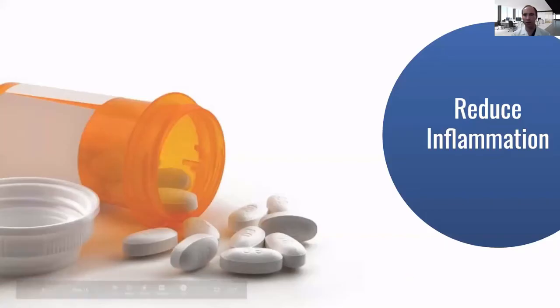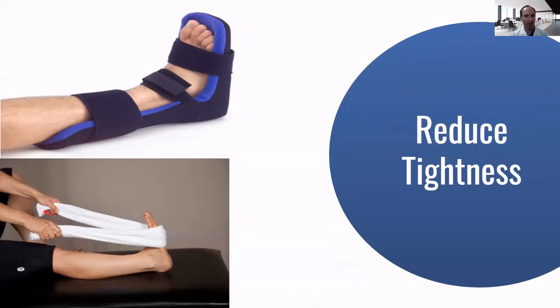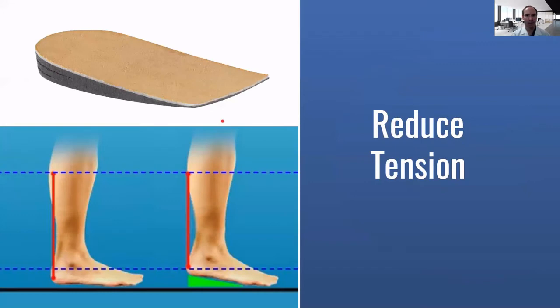Certainly anti-inflammatories can be taken on a short term, but a lot of times they're not long term. That's not the best option. And then reducing the tightness here can also help for different types of patients. There's a couple ways of doing it. One is with a towel stretch that can be done prior to getting out of bed. There's also a device called a night splint that can be helpful for this as well.